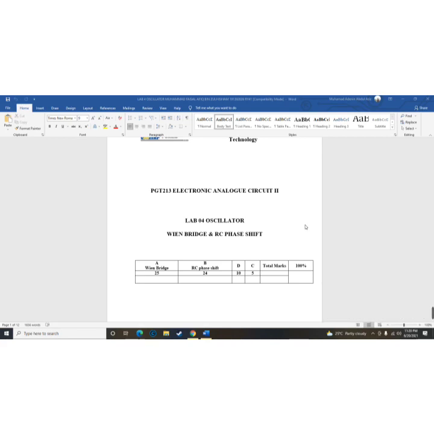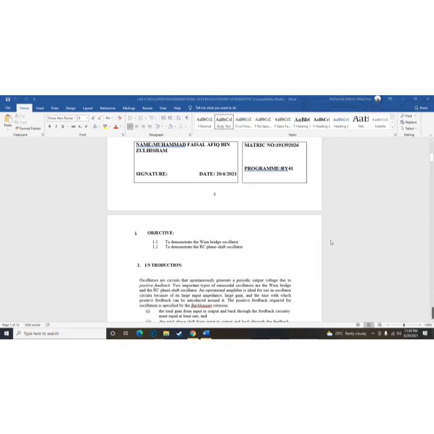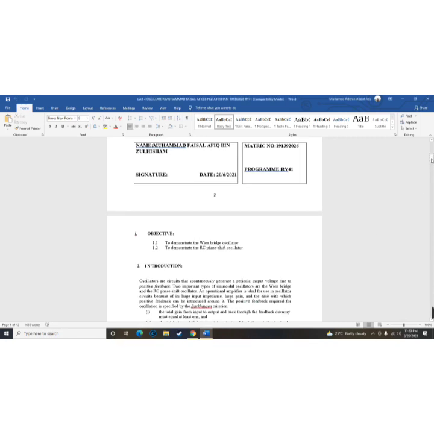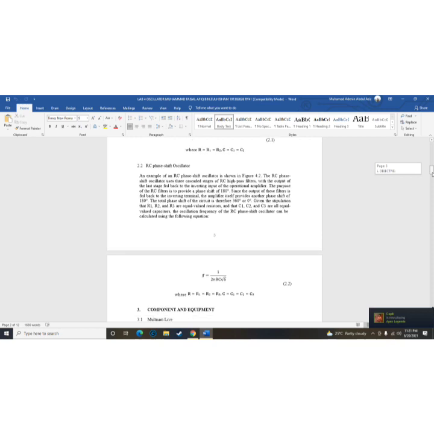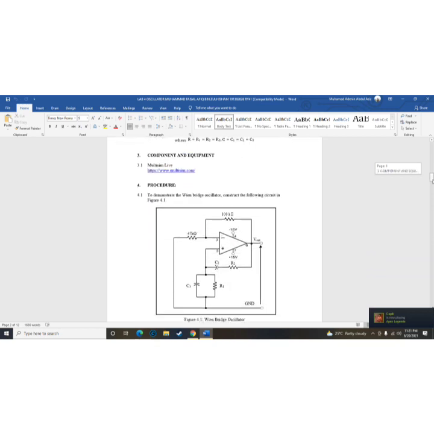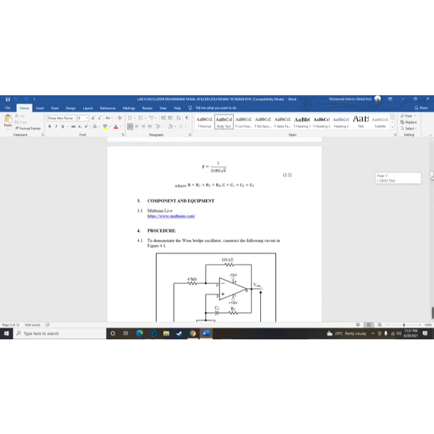I'm from RY41. Today I will present to you all about the Wien bridge and the RC phase shift. So now I will demonstrate the Wien bridge oscillator and also the RC phase shift oscillator. This is the formula for the frequency of the Wien bridge oscillator, and we have to build a circuit for the Wien bridge, and after that the RC phase shift.